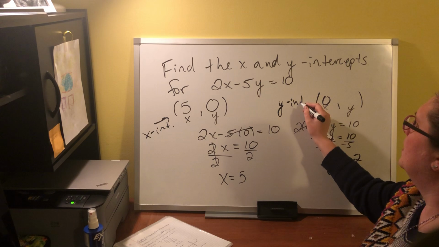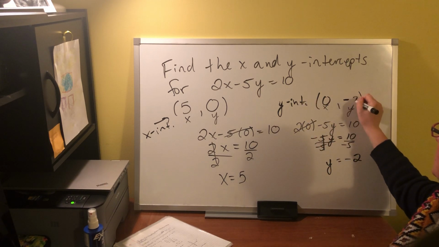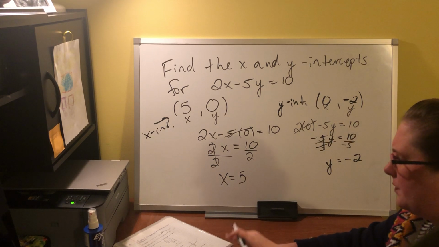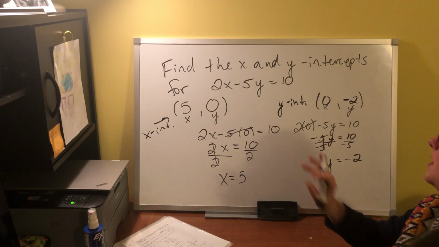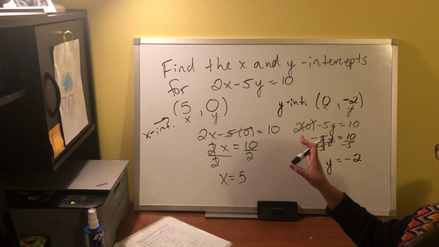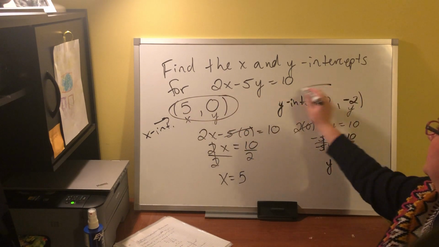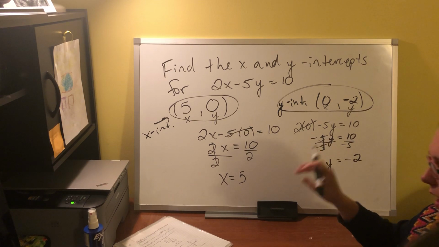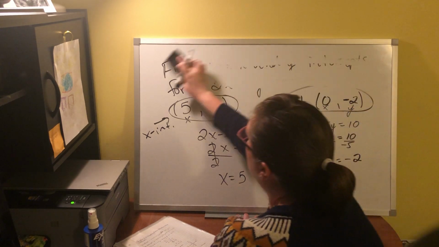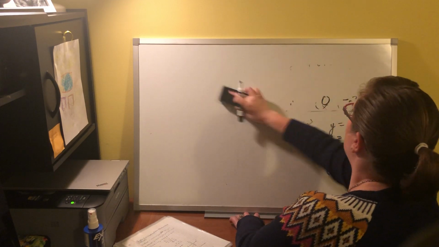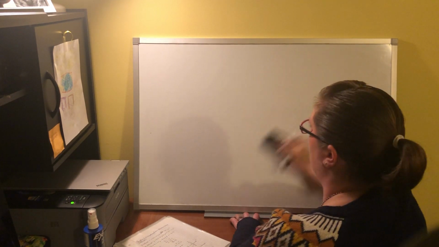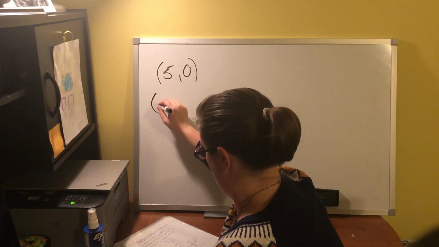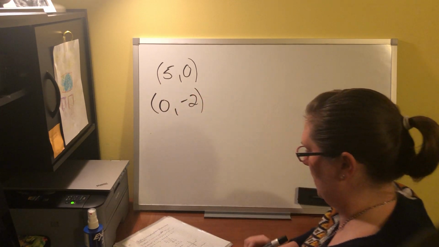Once again, remember, you have to give this as a point. So the y-intercept would be 0, negative 2. Okay? So you're going to find those intercepts. And what's nice is when you use this intercept method, it's quick and easy to graph. We have 2 points here, 5, 0 and 0, negative 2, that we can go ahead and graph. So we are graphing our intercepts, 5, 0 and 0, negative 2.